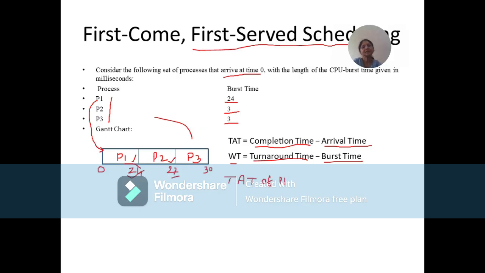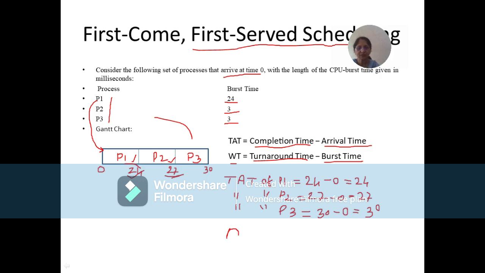Let's calculate the turnaround time of process P1. What is the completion time of process P1? From the Gantt chart, you understand that the completion time of process P1 is 24. So let's write 24 minus arrival time. Arrival time is 0. So 24 minus 0 is equal to 24. What is the turnaround time of P2? P2 got completed at time 27. So let's write 27 minus 0. And the turnaround time of P3 is 30 minus 0.